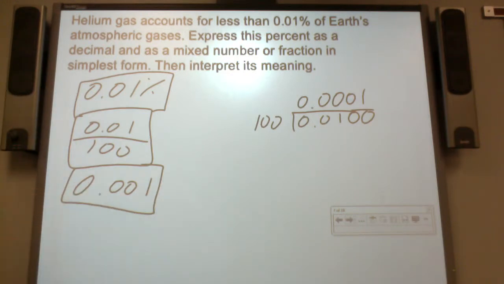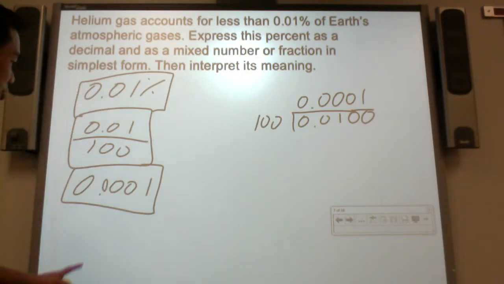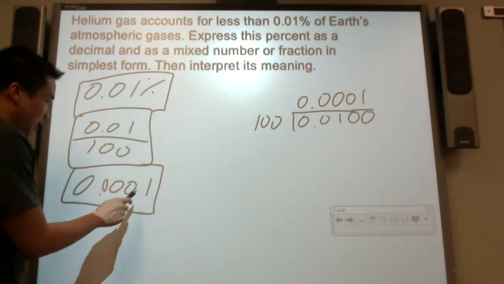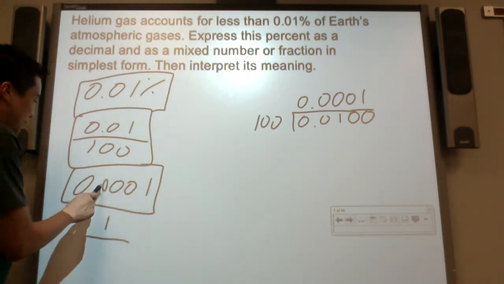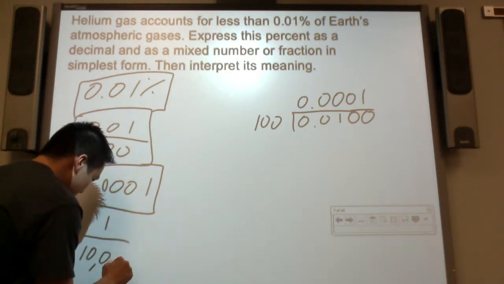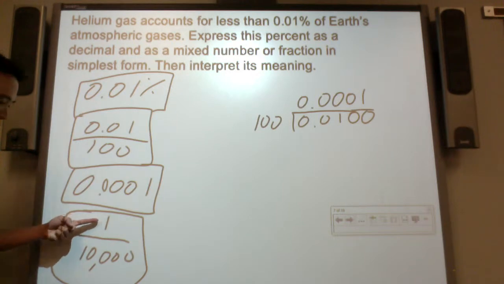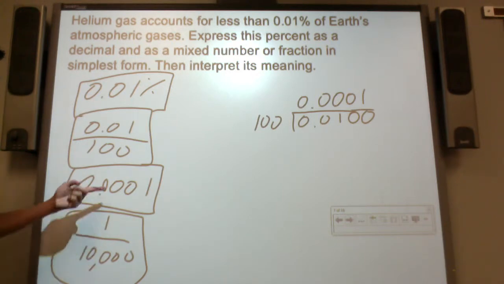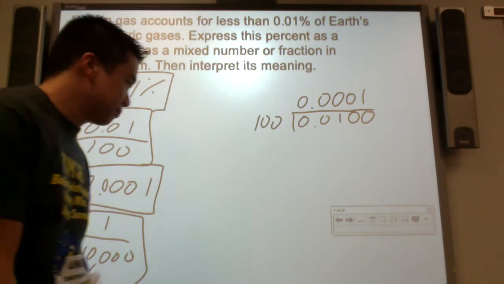So how would you say this as a fraction? Whoops, didn't have enough zeros there. How would you say this as a fraction? This is 1. What place value is the 1 in? Ten thousandths, 10,000. So all of these are equivalent. If you find the decimal equivalence of 1 in 10,000, it would be this decimal. If you had to turn this into a percent, it would be this percent.